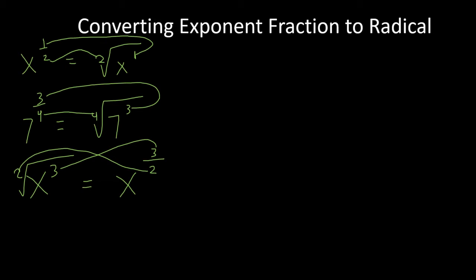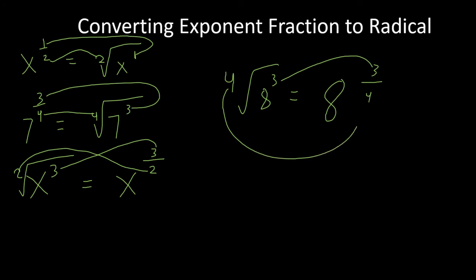So let's look at the other one. Let's say we have the fourth root of 8 cubed. From here, it's going to be 8 to the 3 over 4. So this 3 goes on top, this 4 goes on bottom. So as you can see, the trick to converting exponent fractions to radicals is that whatever's on top goes in the radical, whatever's on bottom goes to the root.